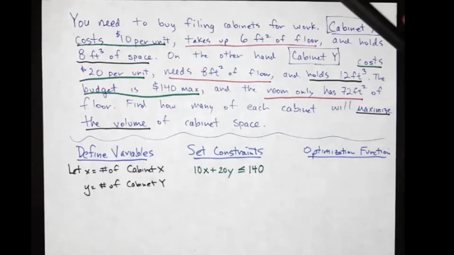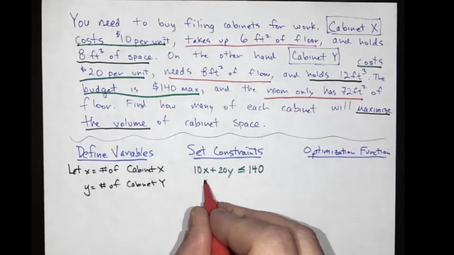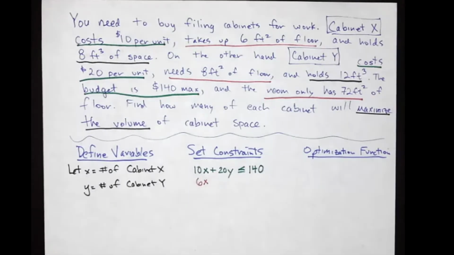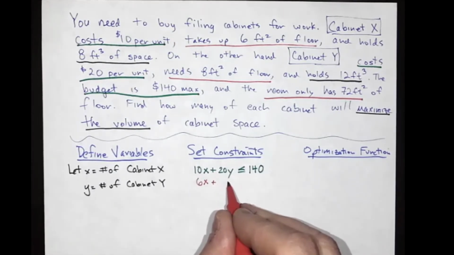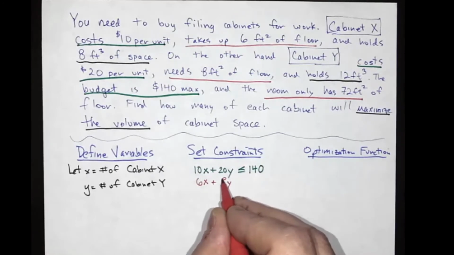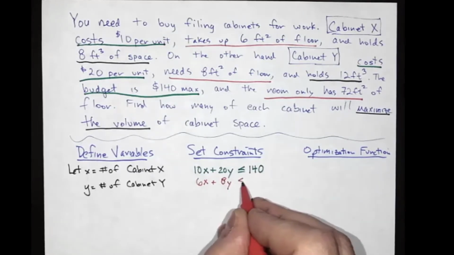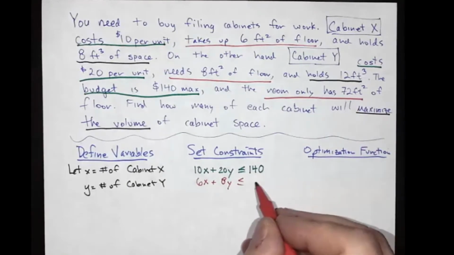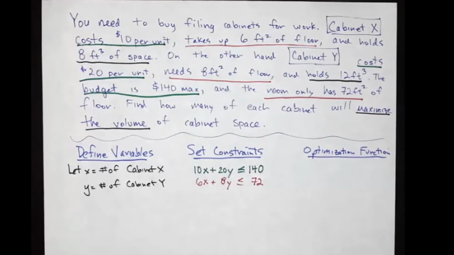Next, we have a restriction based on the amount of floor space. Every cabinet X takes up 6 square feet of floor space, and every cabinet Y takes up 8 square feet. Altogether, the room only has 72 square feet of floor space, so that is also a restriction on our resources. Finally, oftentimes with linear programming problems, although not always, there are the trivial restrictions that X and Y need to be larger than or equal to 0. In this context, it's because we will not be buying a negative number of cabinets.